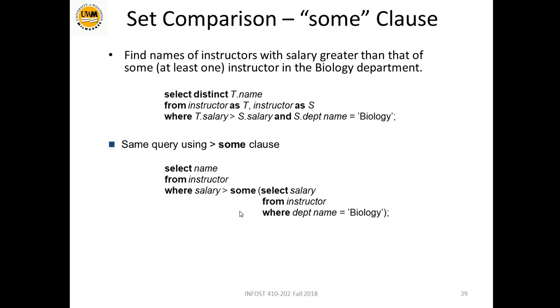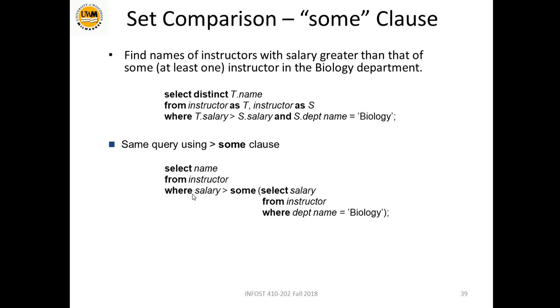For example, if we want to find the names of the instructors with salary greater than that of at least one instructor in biology, we say select distinct t.name from instructor as t, instructor as s. We rename it because it's the same table. We're comparing the table against itself, where t.salary is greater than s.salary and s.department name equals biology. We can use some.